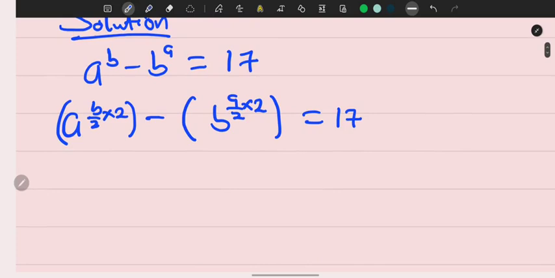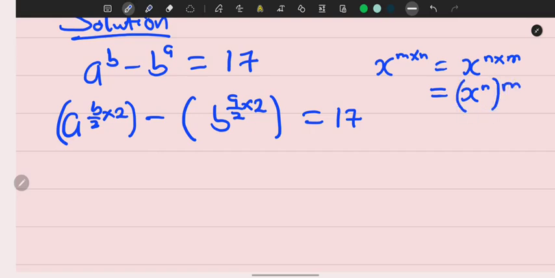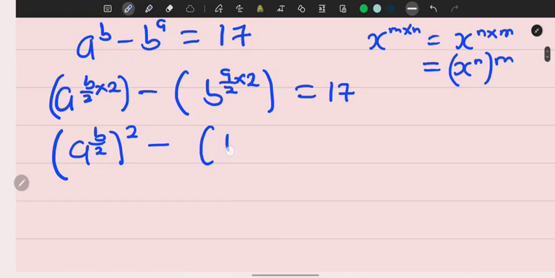Okay, so now remember that when you have x to the power of m times n, this can be written as x to the power of n times m. So what we are trying to say is that you can just factorize the 2 out, I mean the square. So by the time you do that, you're going to have a to the power of b over 2, in bracket squared, minus, the same thing applicable to this. You will have b raised to the power of a over 2, then your square is out now, equals 17.